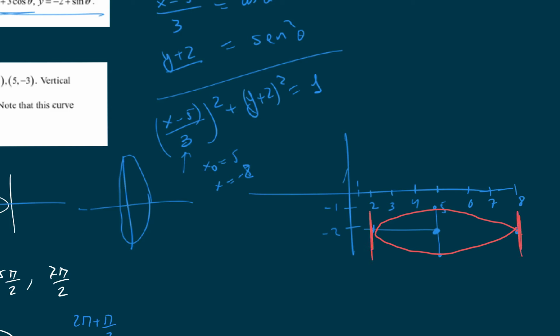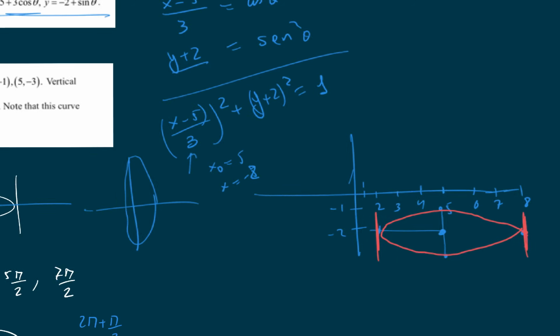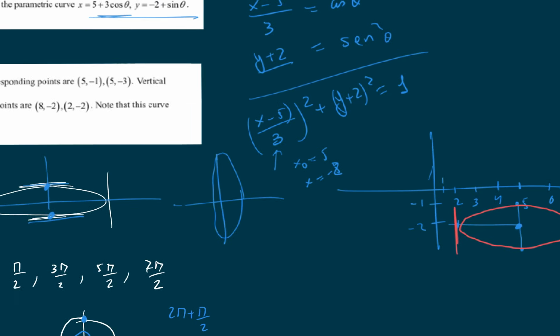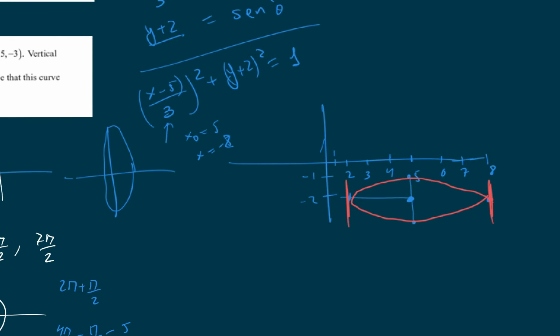And this point is the vertical point. Let's go to see. Minus 2, x equal minus 2. This point is the point 8 comma minus 2. Okay, and this point is the point 2 comma minus 2. So this has a vertical slope.